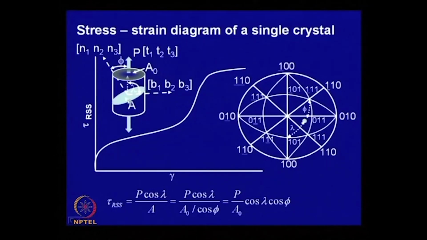Now, how do you represent this cross section area A? Basically A naught is this. The direction of A naught is coincident with the direction P. The angle between this plane normal to A0 and the slip plane normal is phi. Therefore, this area will be A naught over cos phi.